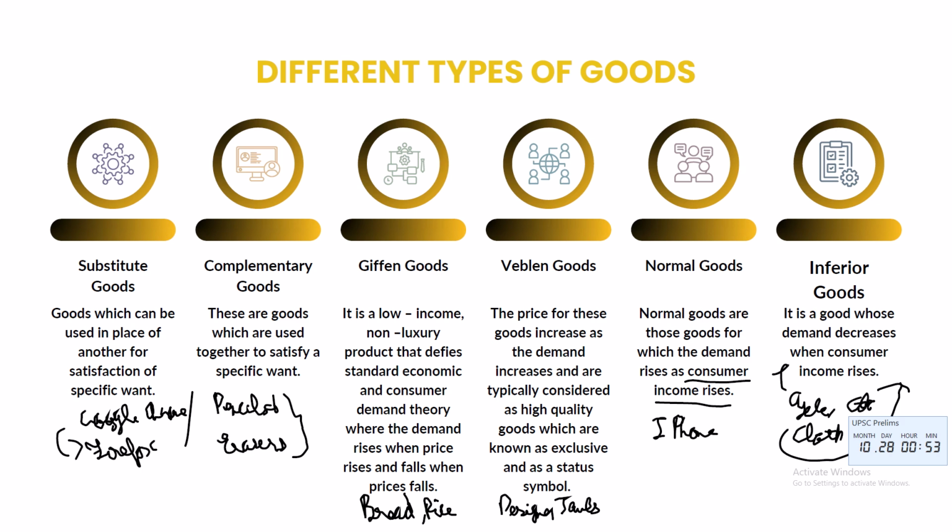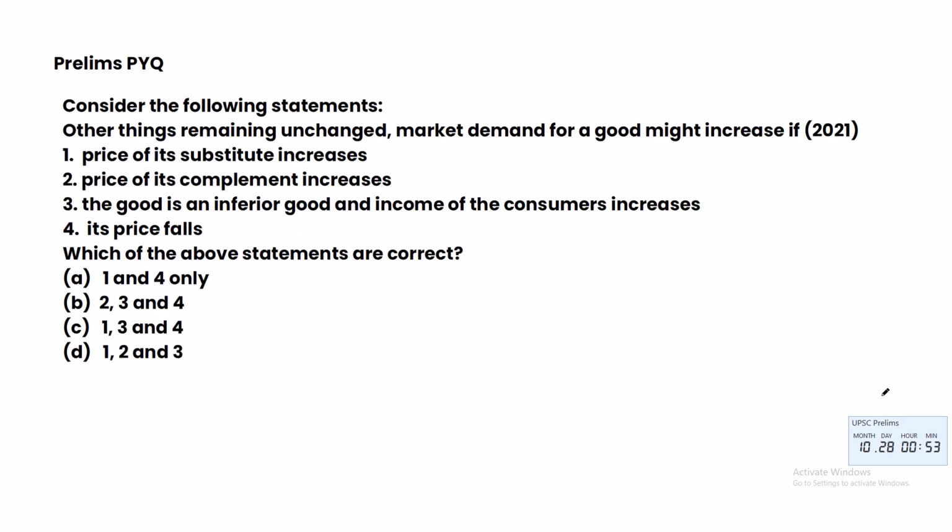So let's look into a PYQ here. Considering the following statements, other things remaining unchanged, market demand for the good might increase if: price of its substitute increases, price of its complement increases, the good is an inferior good and the income of the consumers increases, and its price falls. Which of the above statements are correct? So take a moment to go along with the question and try to answer. Meanwhile, we'll be looking into the question as well.